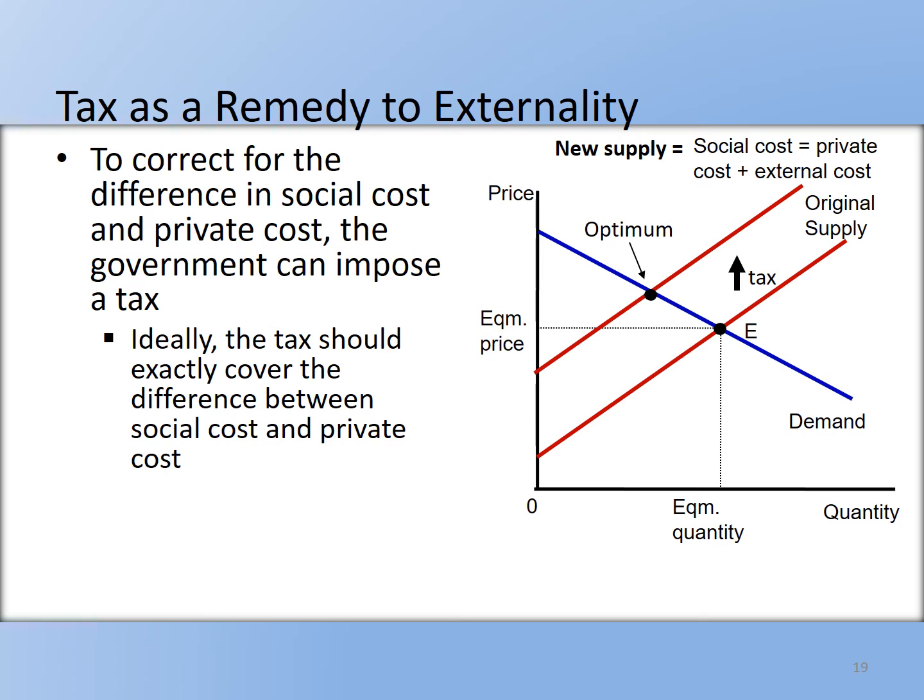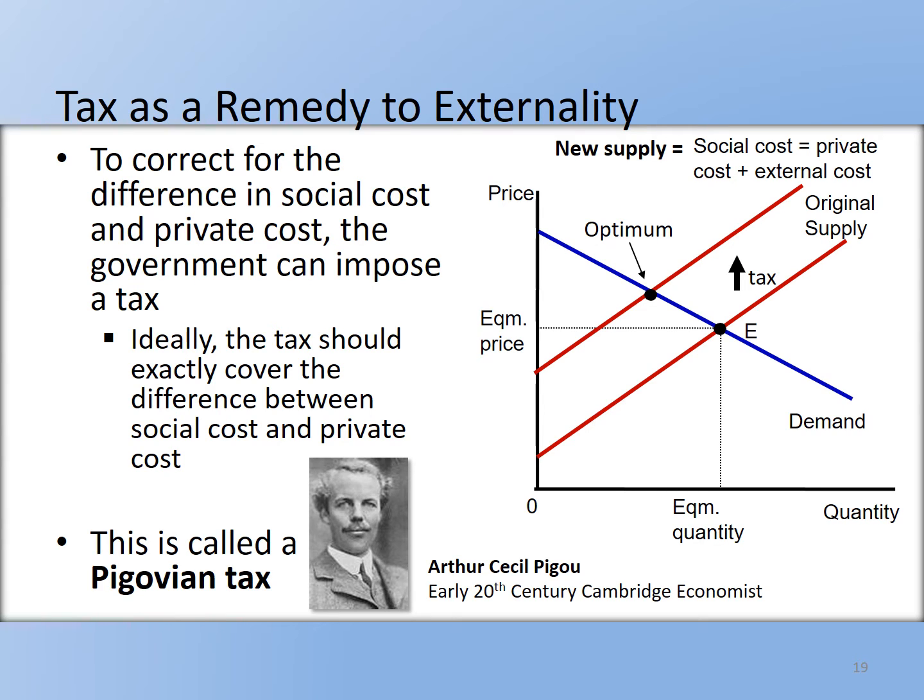Right, so ideally the tax should exactly cover the difference between social cost and private cost. Right, so that means the mathematics is exactly the same as any tax. It's just one particular form of tax. The mathematics is the same. The tax amount per unit equals the external cost. This is called Pigovian tax, after Arthur Pigou, an early 20th century Cambridge economist.